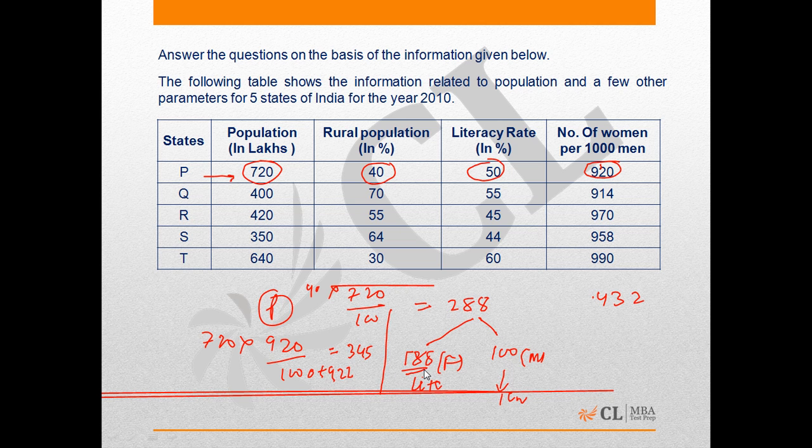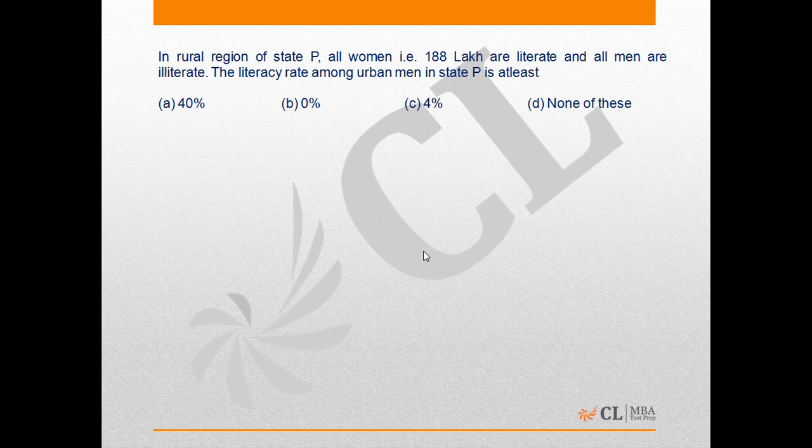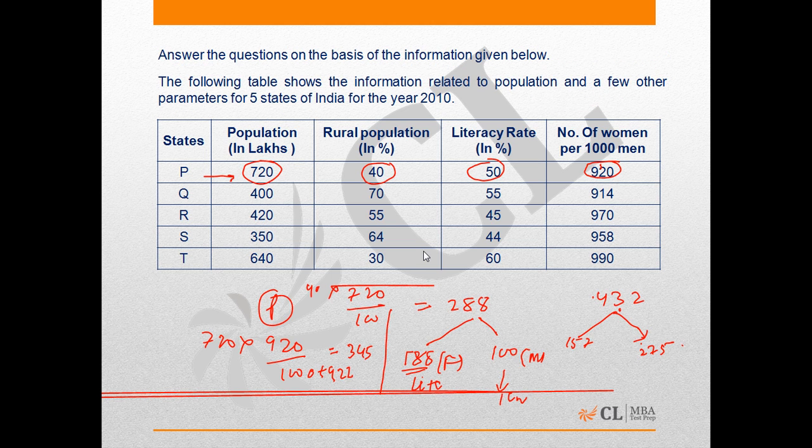And the total number of females in rural areas is 188 lakhs. So the remaining 157 lakh must have been in urban areas. So the male population in urban areas was 275 lakh. Now coming to the question, it is asking the literacy rate among urban men in state P at least. If we want to minimize the literacy rate among urban male, we have to maximize the literacy rate among urban female, and the total number of females in urban areas must have been literate in order to minimize the number of male literate.